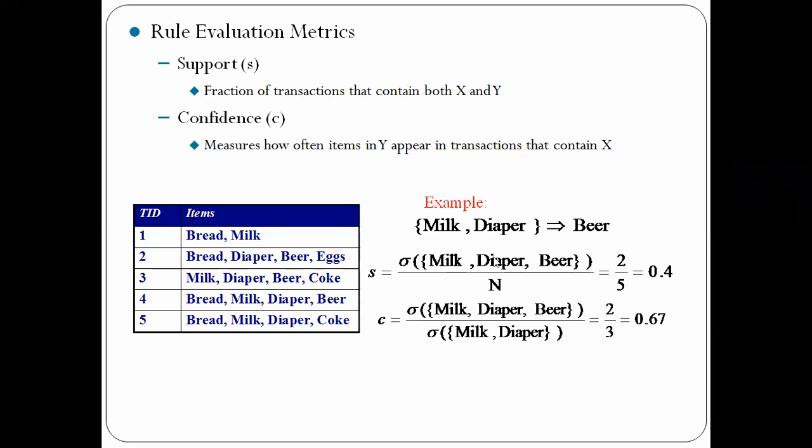So support is calculated using the support count of the union of these two subsets divided by the total number of transactions. That is the support of this rule. And confidence is determined by considering the support count of the union of these two itemsets divided by the support count of this LHS, that is X. So that is going to determine the confidence.